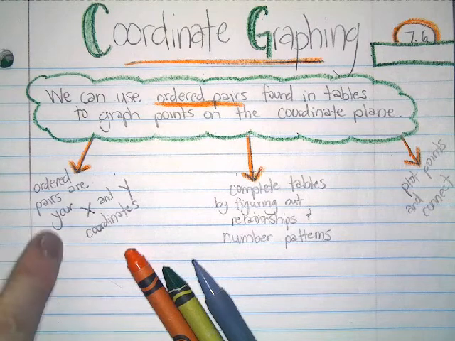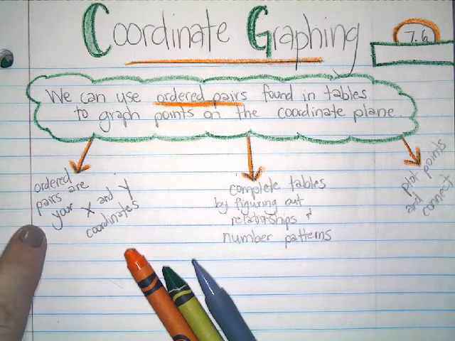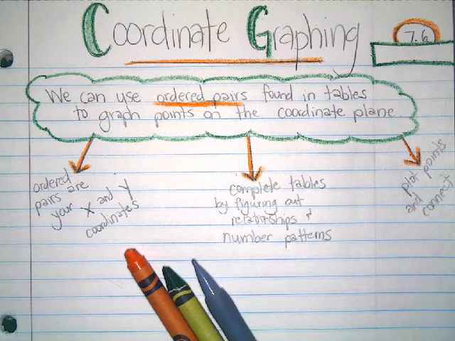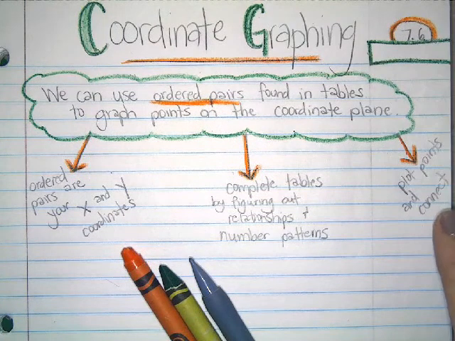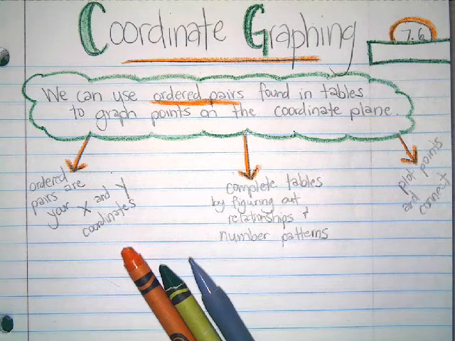Ordered pairs, with the first orange arrow, says, ordered pairs are your x and y coordinates. The second arrow says, complete tables by figuring out relationships and number patterns, what we've studied in the past. And the third arrow says, plot points and connect them. That's a little bit different. We're not just going to be putting the points on the graph. We're going to put them and then try to connect them, kind of like making a line through the points. So that's going to be interesting today.